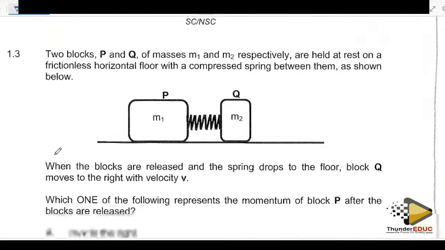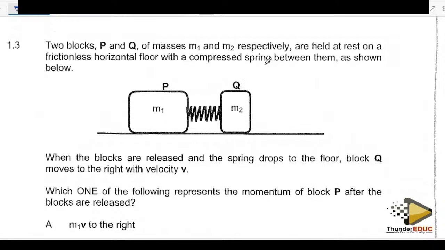And then 1.3, we have two blocks, P and Q, of masses M1 and M2 respectively, that are held at rest on a frictionless horizontal floor. Both of them are being compressed with a spring, as shown. The blocks are released, and the spring drops to the floor. Block Q moves to the right with velocity V. What will happen to P? In normal cases, under the conservation of momentum, we know that the momentum that Q will have would be the same for P, but in the opposite direction.